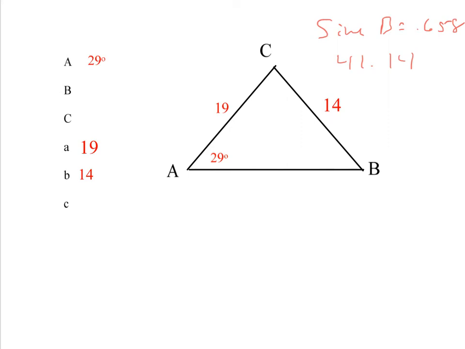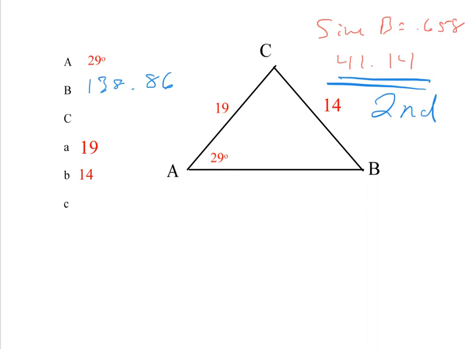Yes, that is correct. Sine is also positive in the second quadrant. So therefore, angle B with a sine of 0.658 could be 41.14, or it could be the second quadrant angle, which would be 180 minus 41.14. So the other possibility for angle B is 138.86.